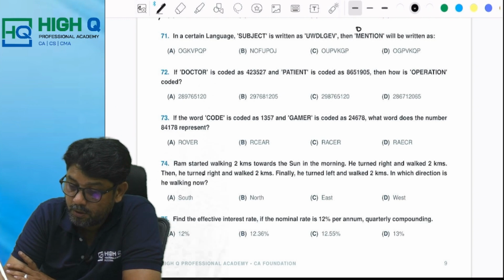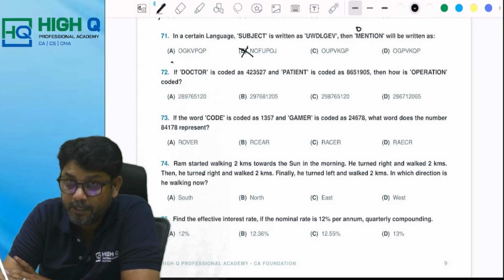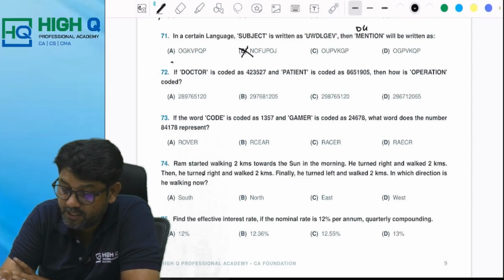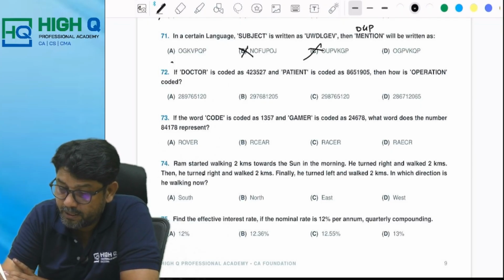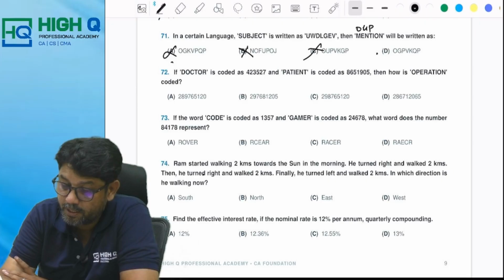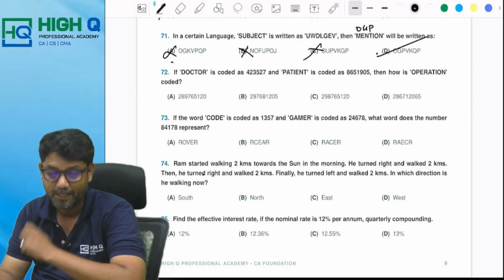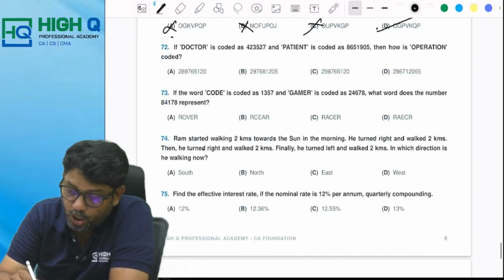M, then N, O. How many options start with O? Option B is not possible. Others are possible. E, F, G. Second letter is G, O, G. So therefore C is not possible. Third letter N, P, O, G, P. I think here it is not possible. Therefore option D is our answer. Okay. Next.